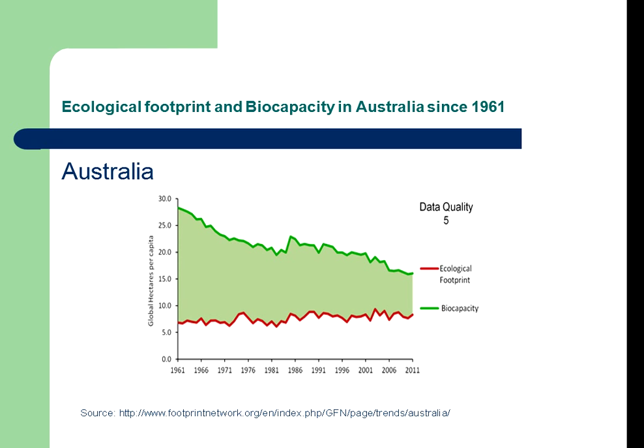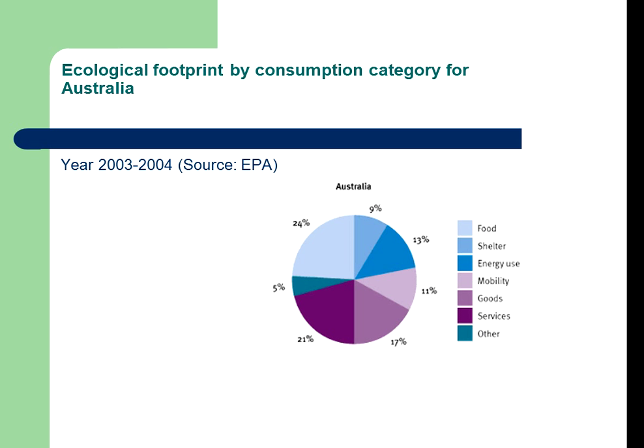Carbon has been the dominant component of humanity's ecological footprint for more than half a century. In 1961, carbon was 36% of our total footprint, but by 2010 it comprised 53%. Ecological footprint by consumption category for Australia. According to Global Footprint Network statistical sources, in Australia, we are consuming more than 3 times our fair share of the planet's natural resources.